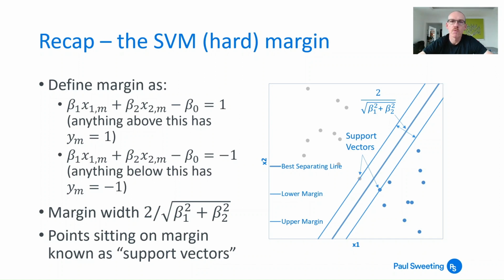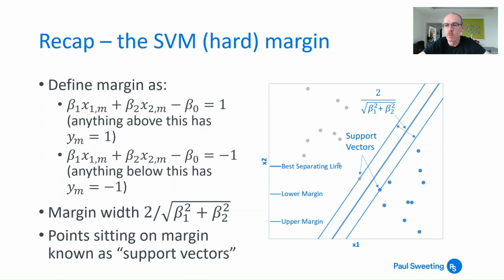So let's start by just recapping what we're trying to do with an SVM, a support vector machine, in the first place. And let's start with the easiest version, which is a hard margin where you've got two different measures that you're looking at. So the hard margin is defined as beta1 x1m plus beta2 x2m minus beta0 equals 1. And anything above this line has to be something where ym equals 1. And beta1 x1m plus beta2 x2m minus beta0 equals minus 1. So anything below that has ym equal to minus 1.